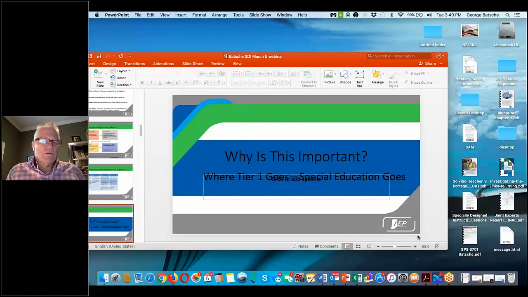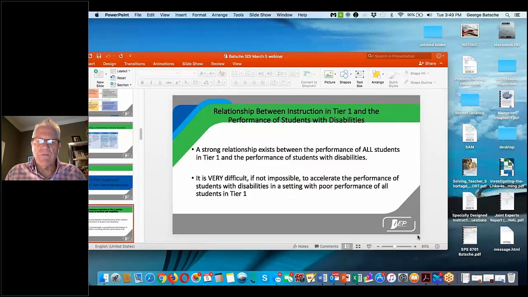So why is all of this important? Why is aligning with Tier 1? And it's not just standards alignment. It's because where Tier 1 goes, special ed goes. There's a strong relationship that exists between the performance of all kids in Tier 1 and students with disabilities. And you can read the next statement. It's virtually impossible to move students with disabilities to have them grow significantly if they are in a classroom, a grade level, a school, or a district where all students are low performing.